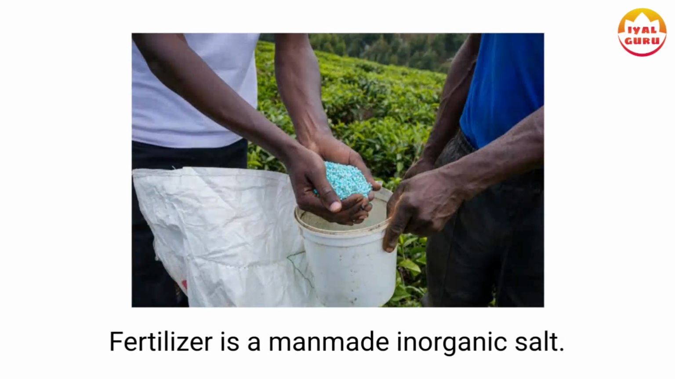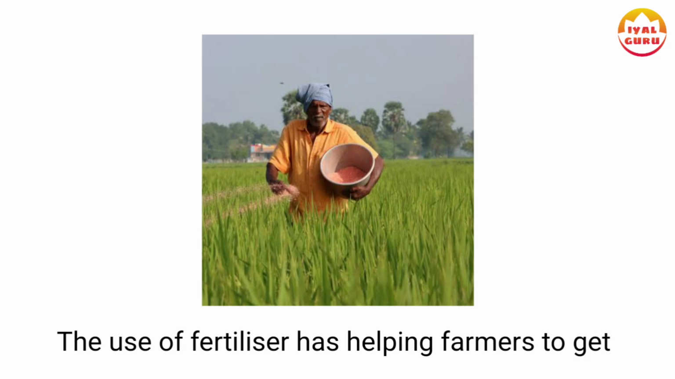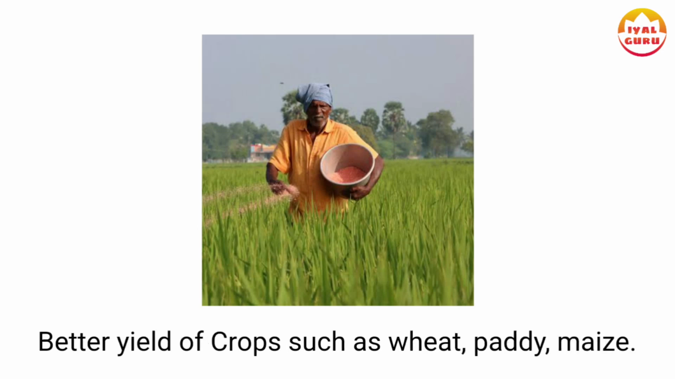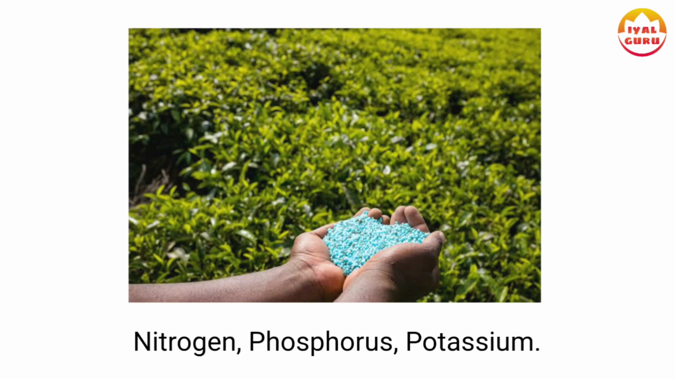Fertilizer is a man-made inorganic salt. Fertilizers are prepared in factories. The use of fertilizer has helped farmers to get better yield of crops such as wheat, paddy, maize. Fertilizers are very rich in plant nutrients like nitrogen, phosphorus, potassium.